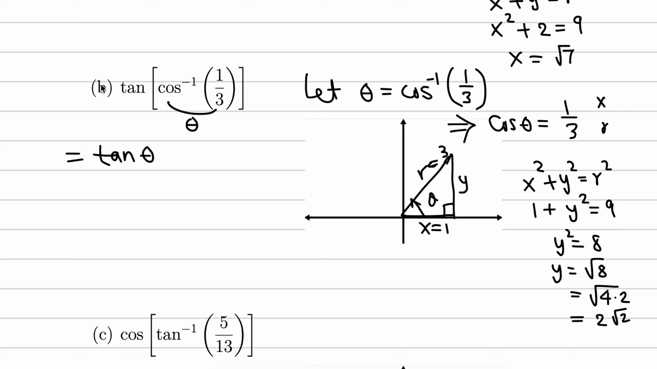And go back to the question. Tangent is y over x. And y was missing. We just found 2 root 2 over 1. Over 1 means nothing. So just 2 root 2.